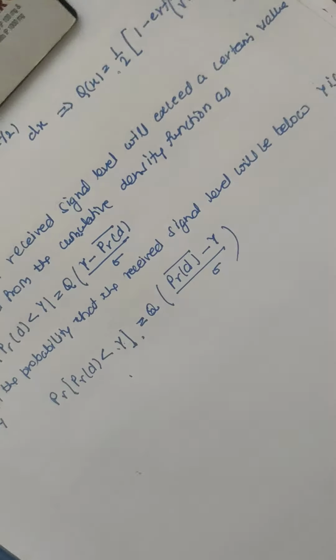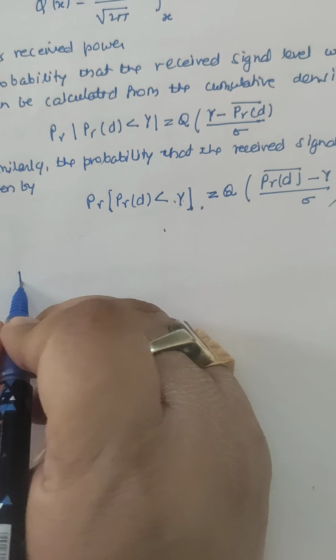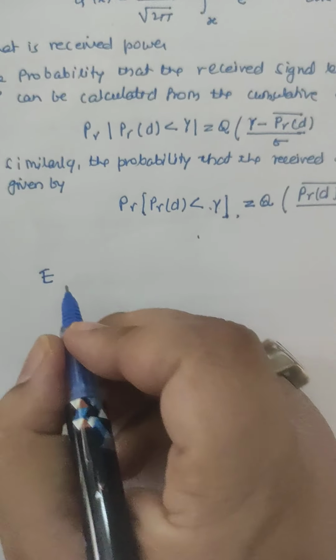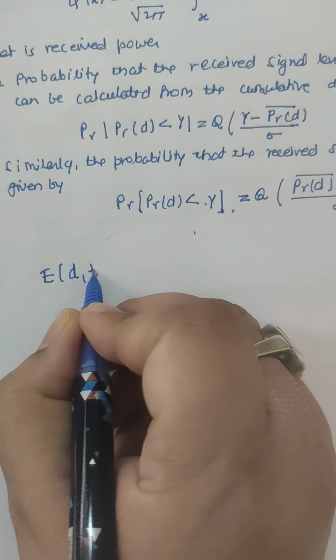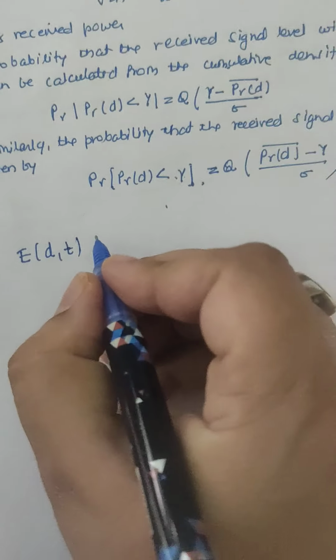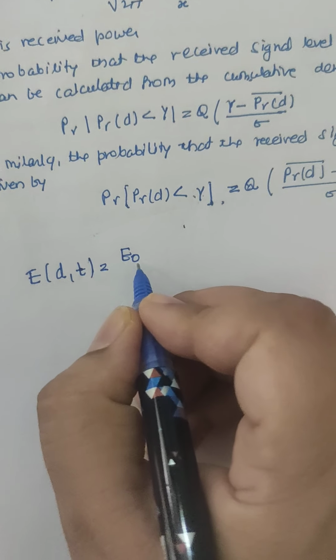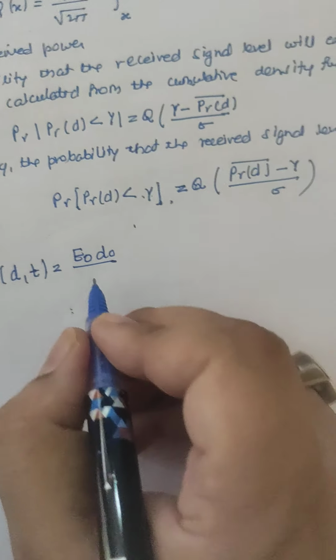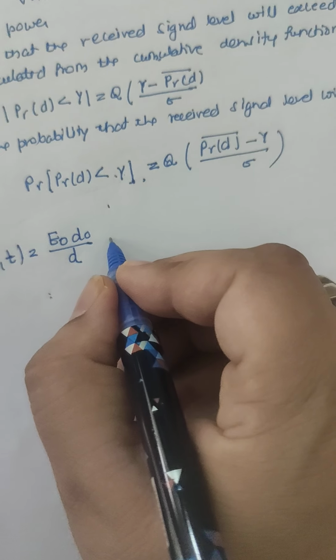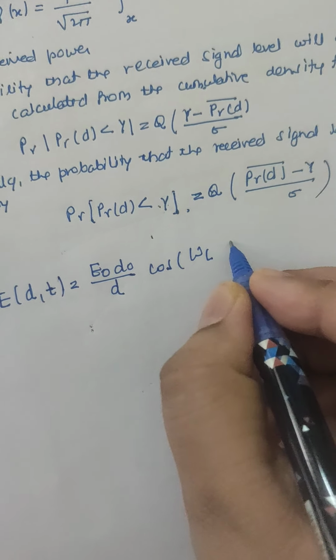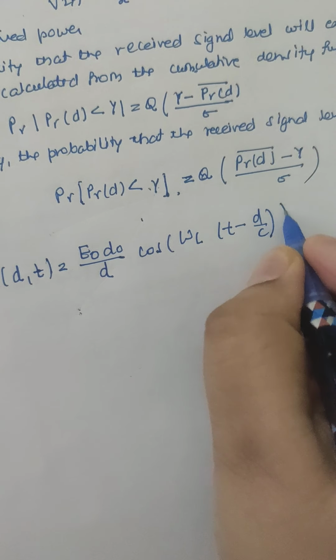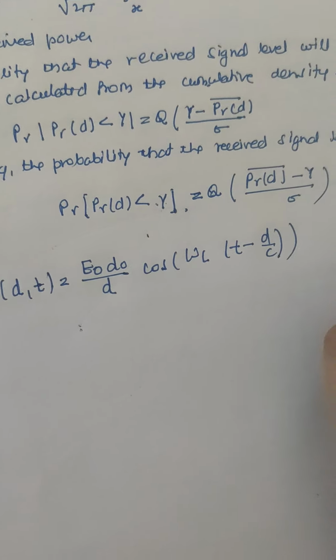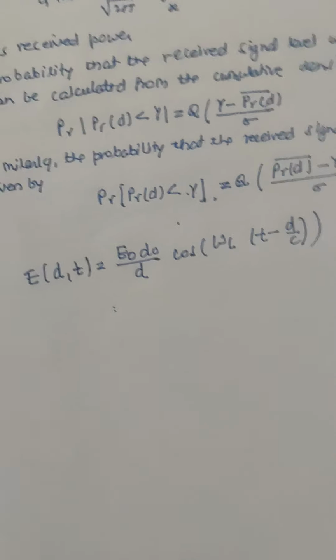E of d and t is equal to E naught, the reference point field, times d naught over d, the reference distance over the separation distance, and cos of omega_c times (t minus d by c). d is always greater than d naught.